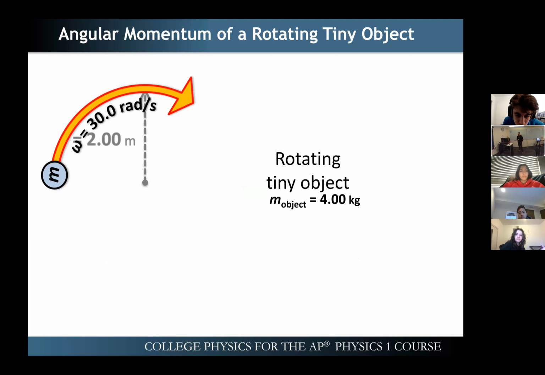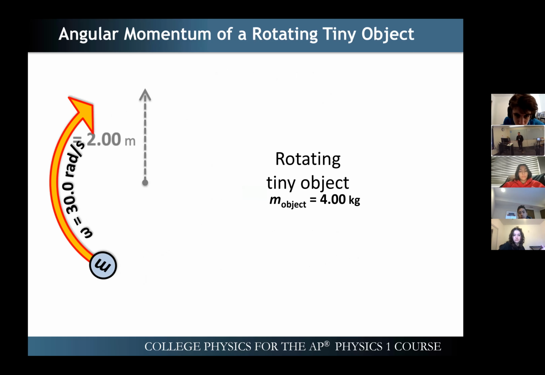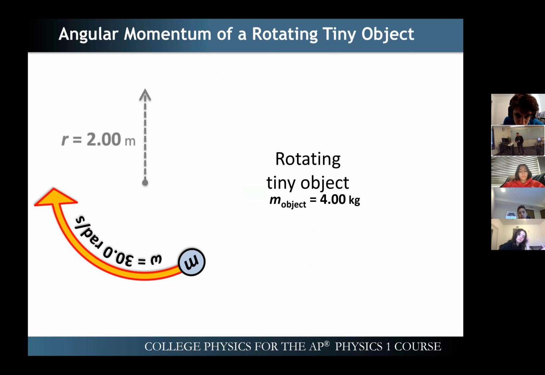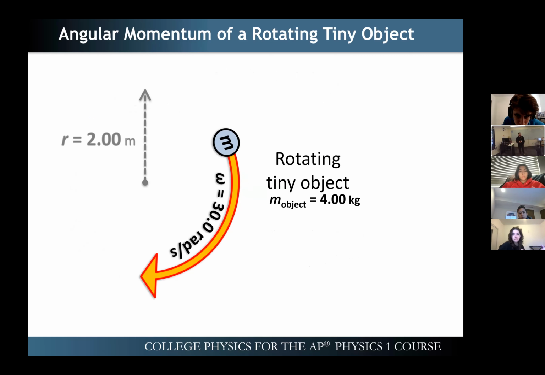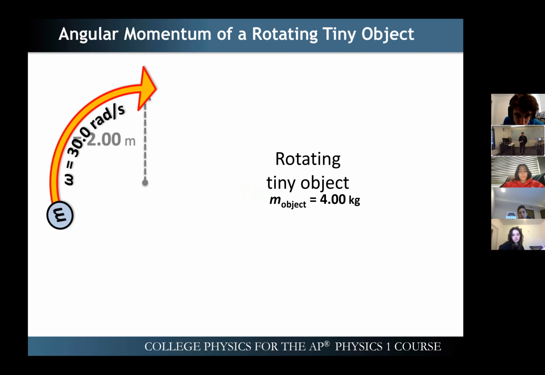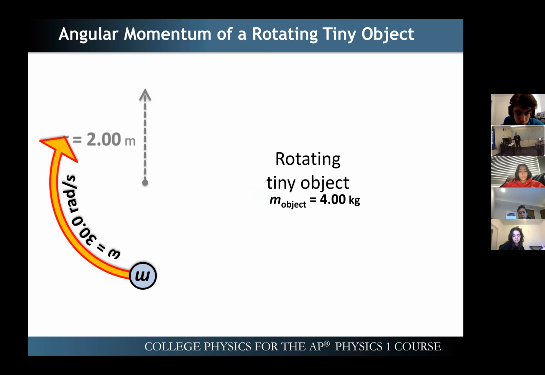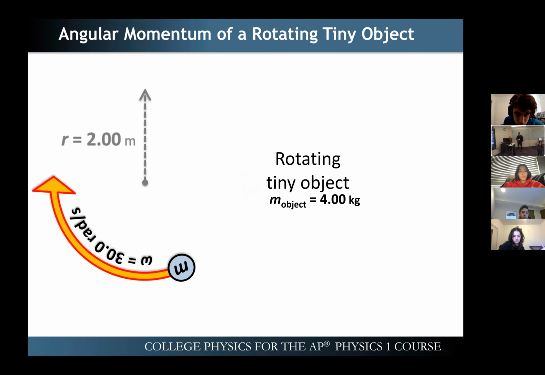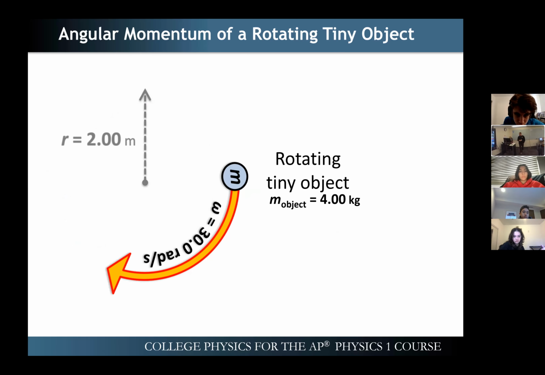So let's start with the simplest scenario. We have a tiny rotating object, and this rotating object is 4 kilograms. It's crazy because the other day we had something that had a diameter of 5 meters and was 4 kilograms. Now we got a tiny object, still 4 kilograms. I'm not sure where they get these numbers from. But it's rotating around an axis that is 2 meters in radius, and it's moving with an angular velocity of 30 radians per second. So this is clearly not to scale.